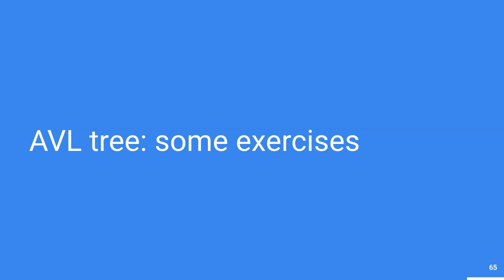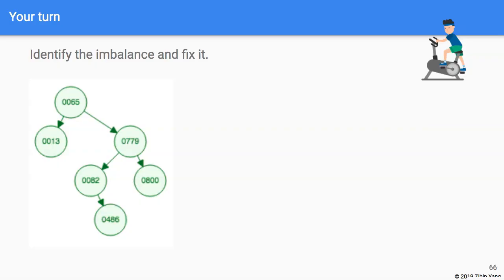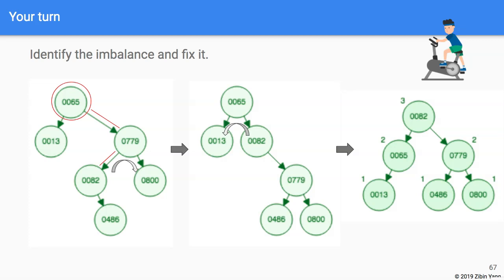Hi, so we're just going to do some rotation exercises with some AVL trees. So the first one is this one. Please identify where the imbalance occurs and try to fix it. All right, so this is how I look at it.